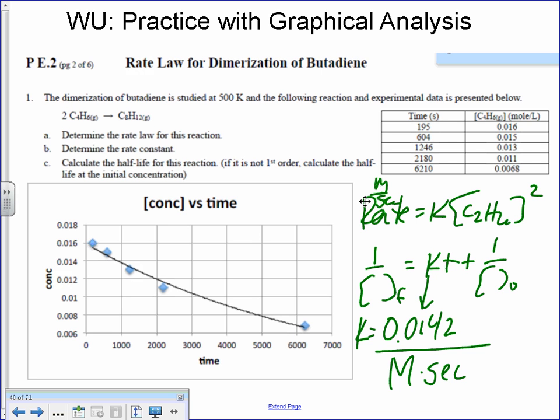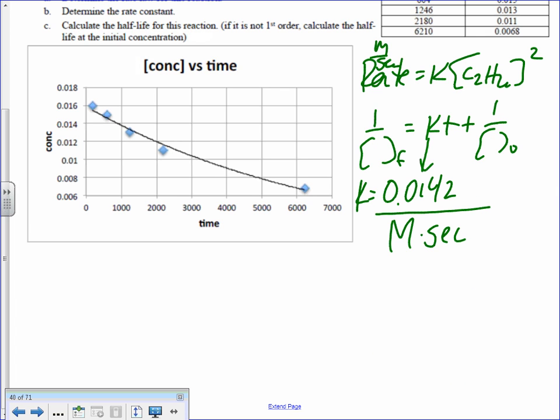Okay? Part C, how would you find the half-life? If it's not first order, you're supposed to calculate half-life at initial. So did you guys get to half-life at all? No. Okay, who's got that half-life formula memorized? Don't look at it.